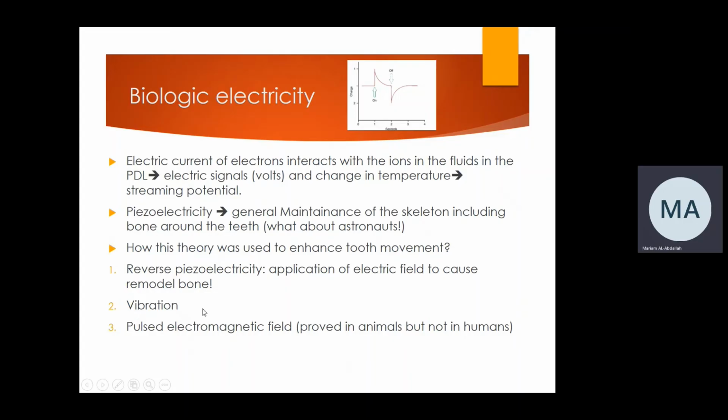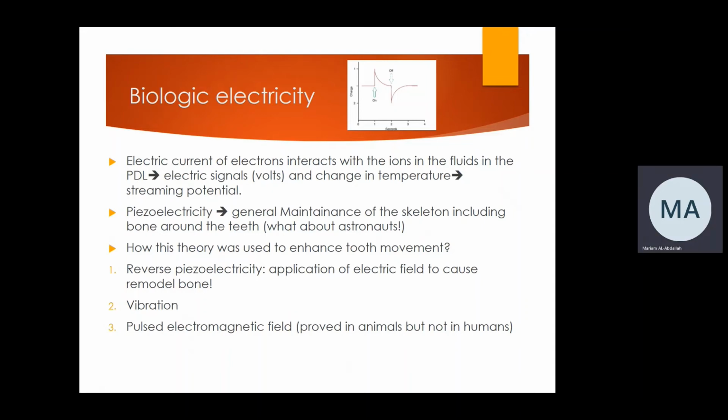Or the use of vibration. There are certain devices that could be inserted inside the mouth. The patient bites on it, and then you turn it on, and it will cause very small vibrations in order to keep the piezoelectricity working for a longer time. And this should enhance, in theory, the bone turnover and tooth movement.